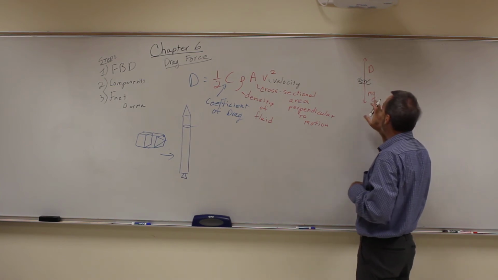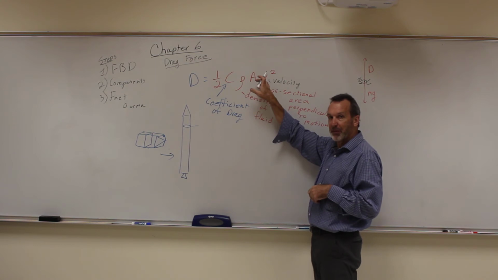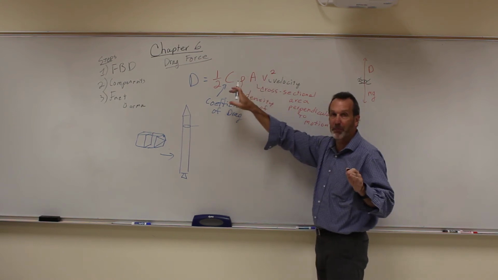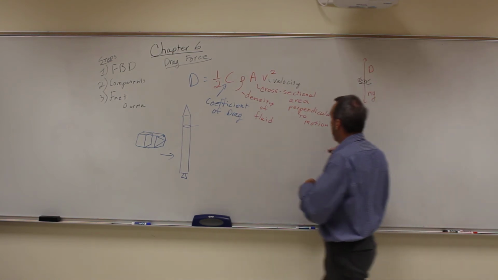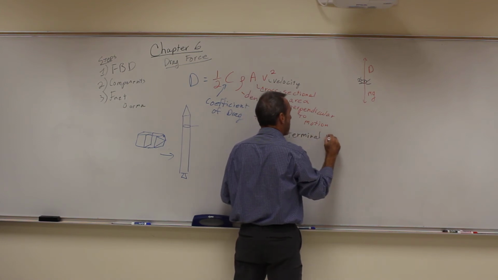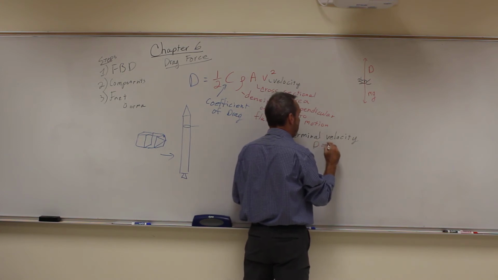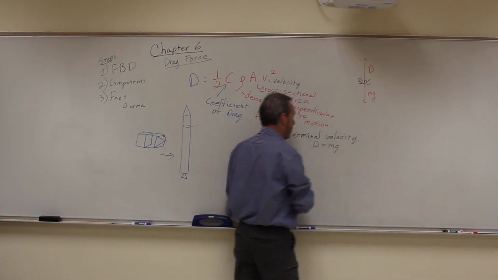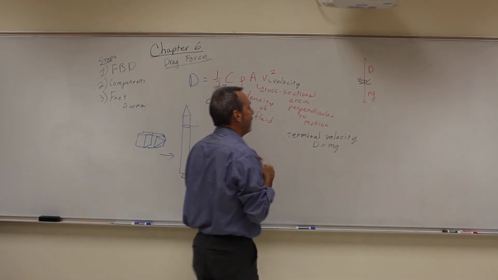What happens is gravity wins at first because the drag force is very low because the velocity is low. But then as you quickly accelerate, the drag force becomes very high, and you get to a point where these equal each other. We call that the terminal velocity. Terminal velocity is where the drag force is equal to the gravitational force. So we can solve for that. Let's solve for what the terminal velocity is.